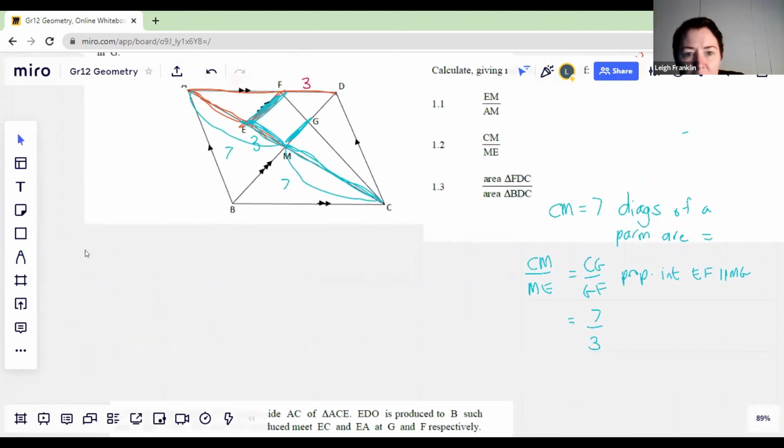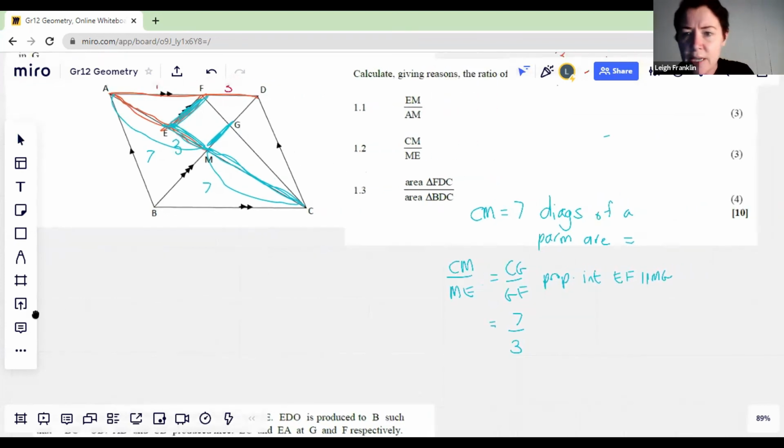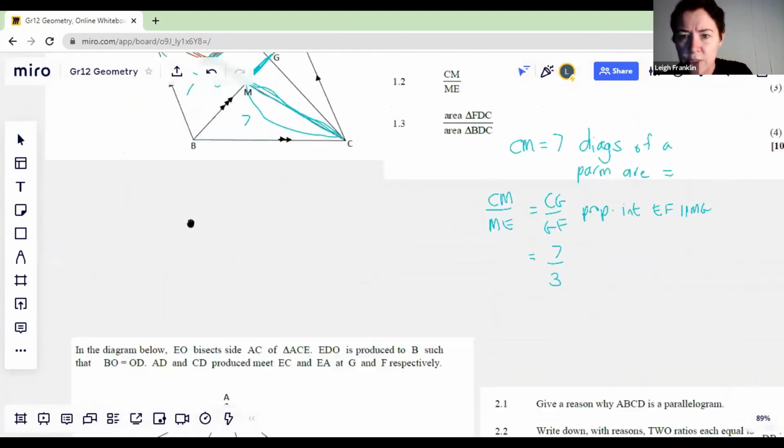Okay, I'll move it down again. So CM is equal to AE because they are the diagonals of a parallelogram. They're equal to one another. So if AM is 7, so is MC. And we already know that EM is 3 from the previous question. Again, this was out of 3 marks, I think. Let's just have a look over to the left-hand side and check. Oh, yes, it was out of 3 as well.